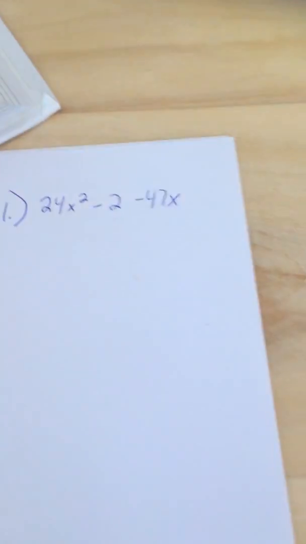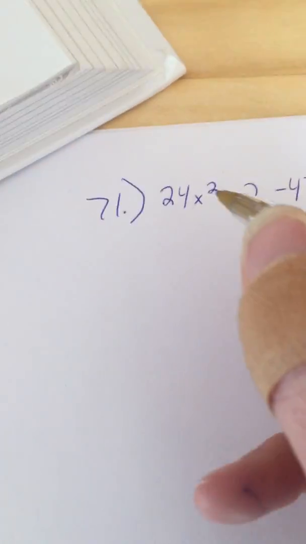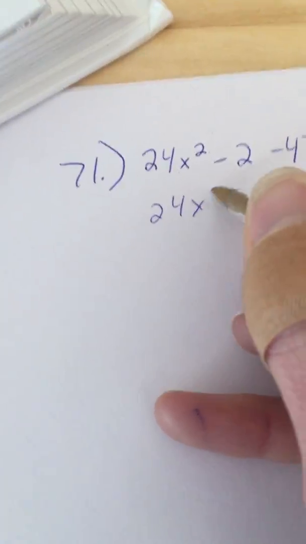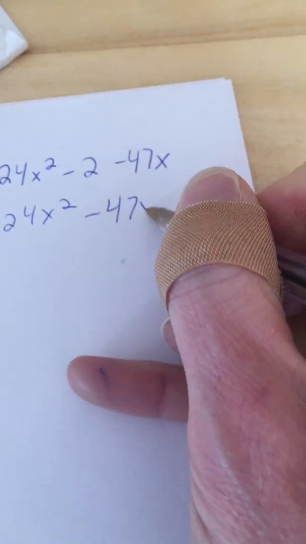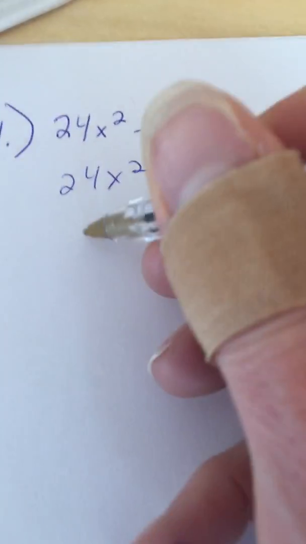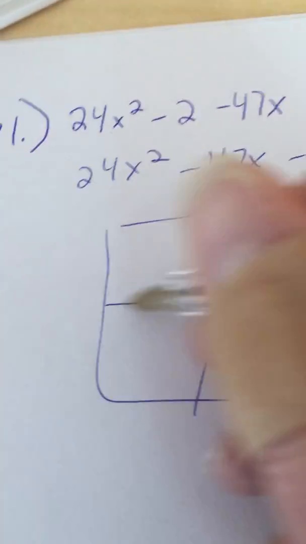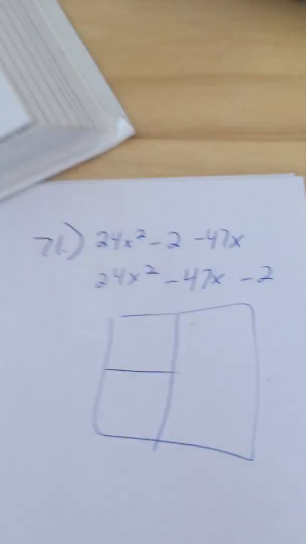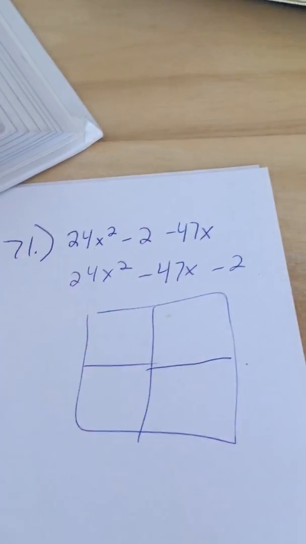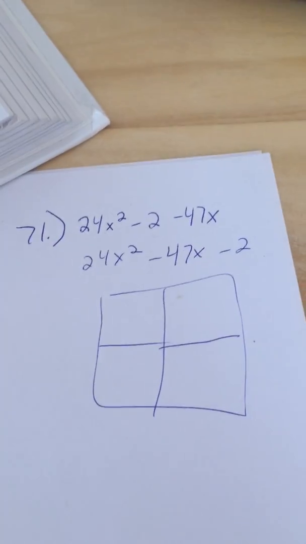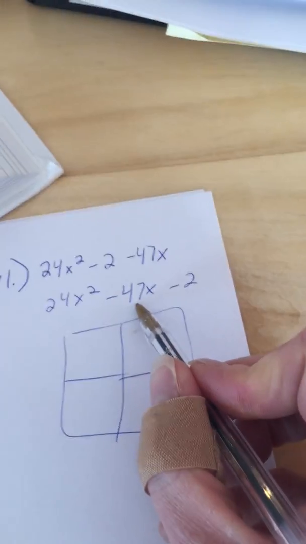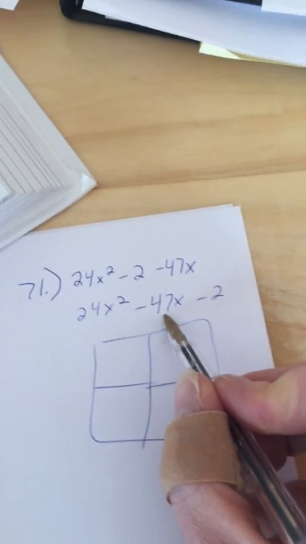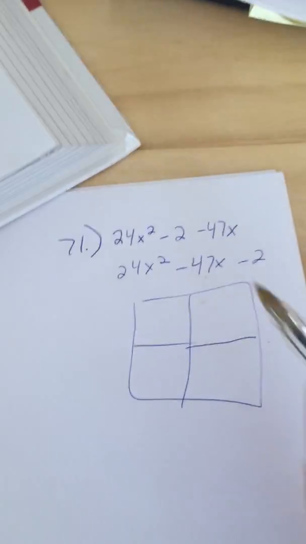And then 71 kind of messed with me. I feel pretty confident that I can rewrite this and put this negative 47x here and put the 2 here. Then I can use the box. They don't have any factors. 47 is prime. So I couldn't pull anything out of it, and so it was a little bit harder for me. But once I realized how to get to this 47 by multiplying the 24 times 2 to get me to 48, it got easier.